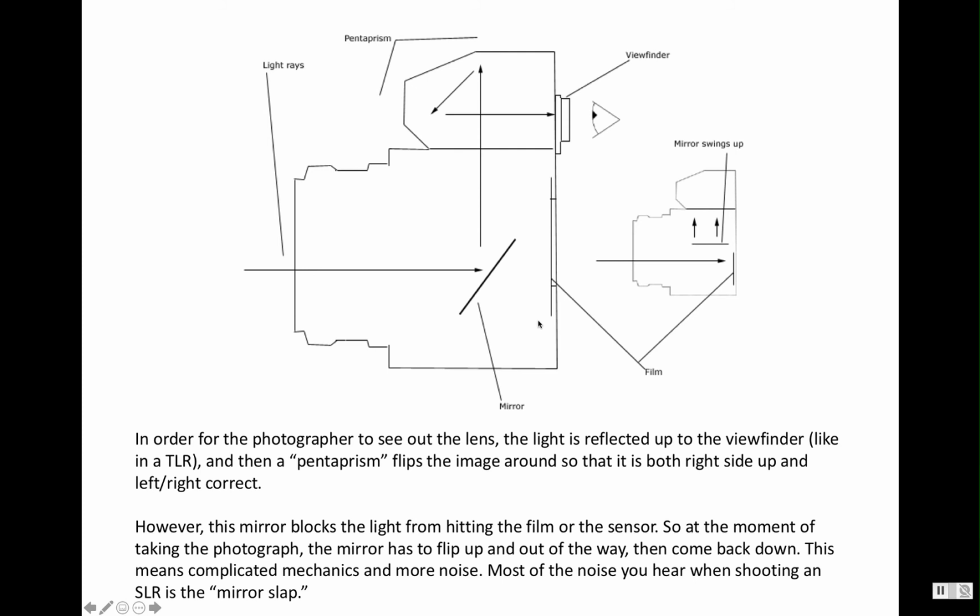And so when you take the photograph, that means that mirror has to flip up and out of the way and then back down, and that requires some complicated mechanics, and that also means there's going to be more noise. Most of the sound you hear when you shoot with an SLR is what's called mirror slap. It's that mirror going up and down.